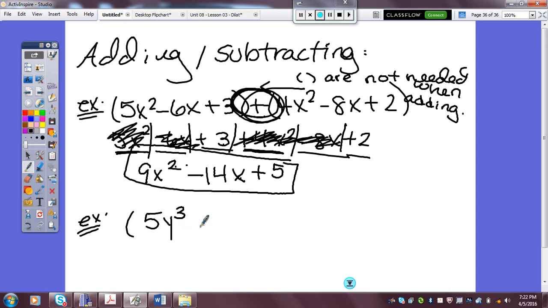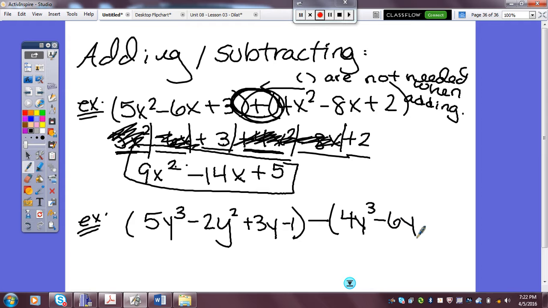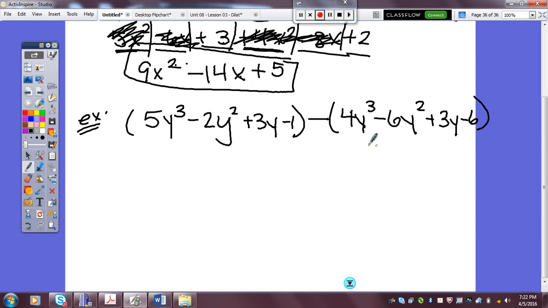5y to the 3rd power minus 2y squared plus 3y minus 1 minus 4y cubed minus 6y squared plus 3y minus 6. Okay. Notice here, I'm now subtracting. I have 4 terms. I have a polynomial subtracted by a polynomial. So when you subtract, there's actually an invisible number hiding right here, and that number is 1. So I'm going to put an invisible 1 right here. So when you have negative 1, you have to remember to distribute it.